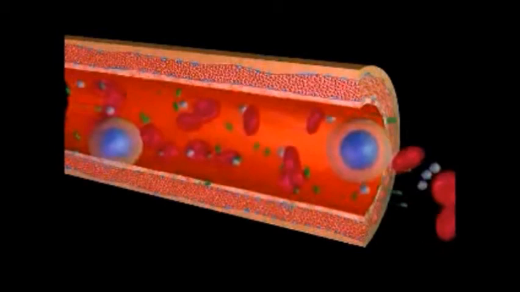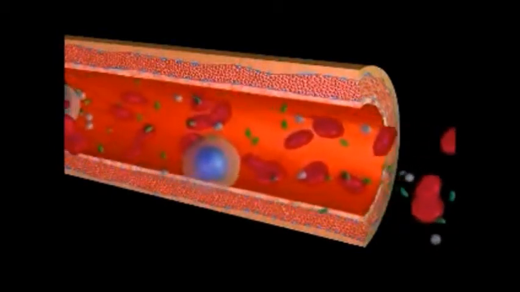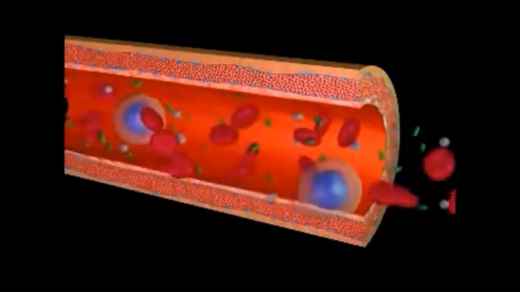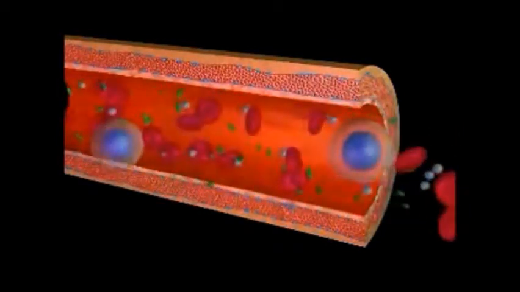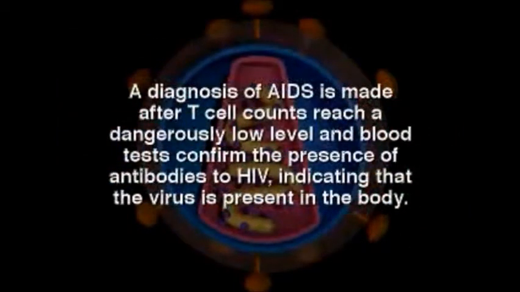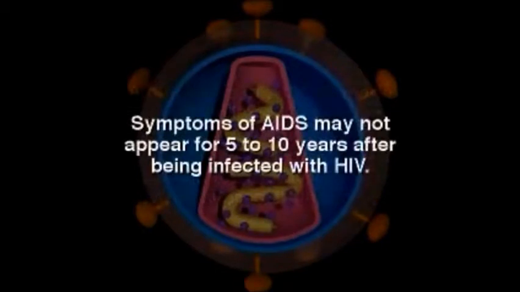In addition, there are many illnesses that persons affected with HIV are more susceptible for developing than are persons with healthy immune systems. A diagnosis of AIDS is made after T-cell counts reach a dangerously low level and blood tests confirm the presence of antibodies to HIV, indicating that the virus is present in the body. Symptoms of AIDS may not appear for 5 to 10 years after being infected with HIV.